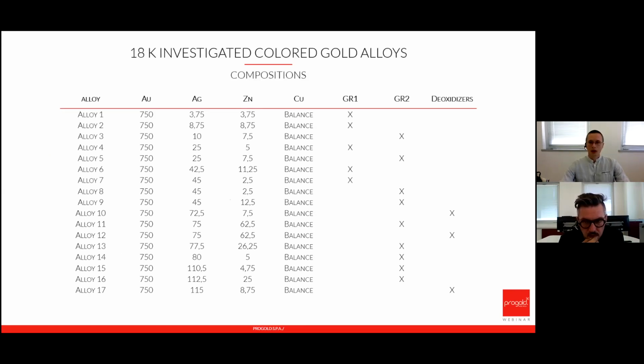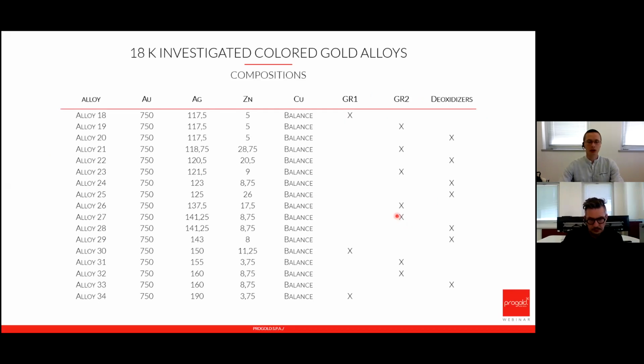Okay. In this slide and in the following one, we will present the composition of the 34 alloys used in this research work. They are sorted by increasing content of silver. And as we can see, there are also some minor elements, so the GR1 and GR2, that means grain refiner 1 and grain refiner 2, and also the oxidizers. So let's see the second part of the table. The content of silver ranges from about 2% of silver to 19%.